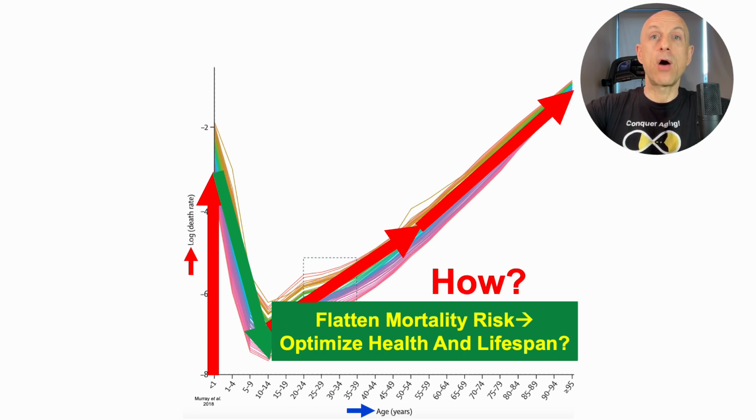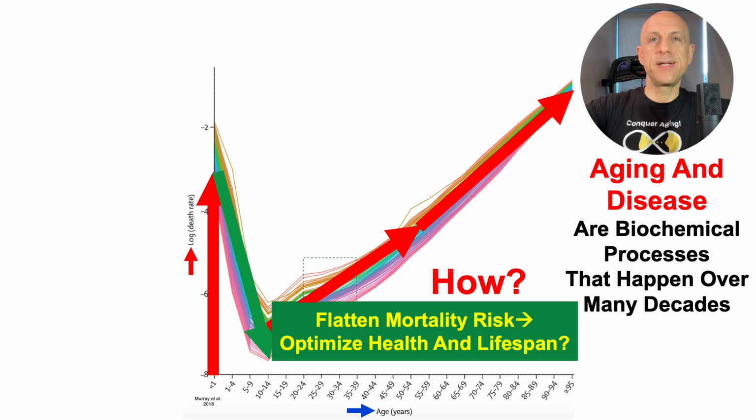So then the question is, how can we do that? Well, aging and disease are biochemical processes that happen over many decades. They don't just happen out of nowhere. And apologies if you've heard this a billion times, but this is the central premise of the channel and how I think that we can flatten mortality risk and potentially optimize health and lifespan.